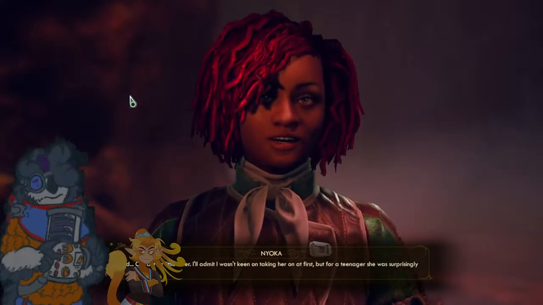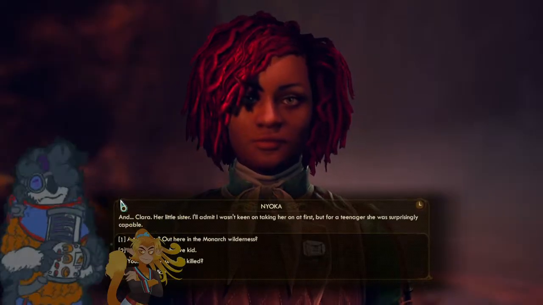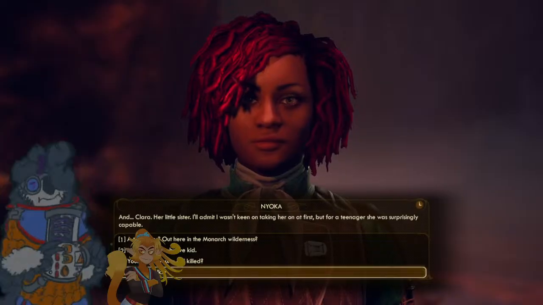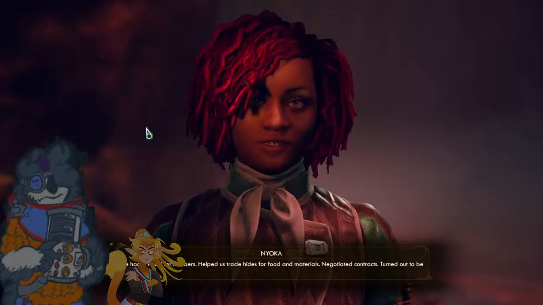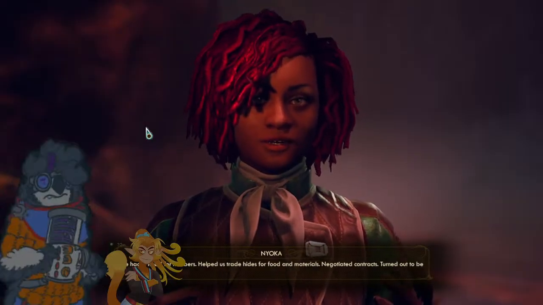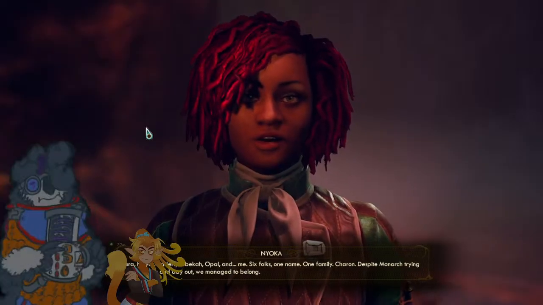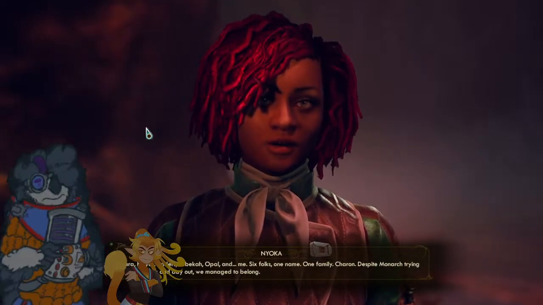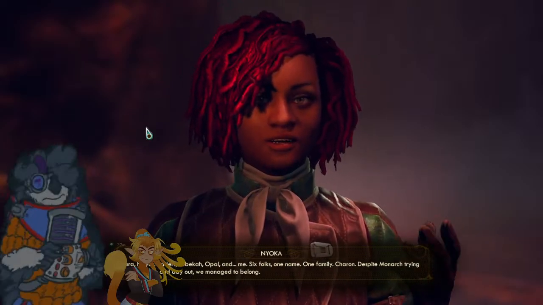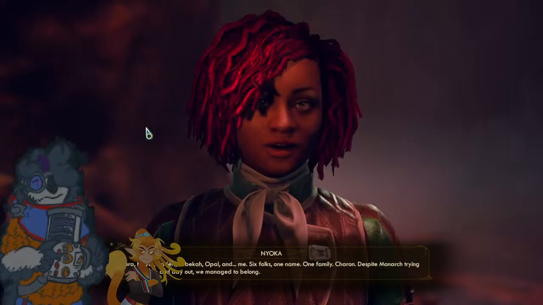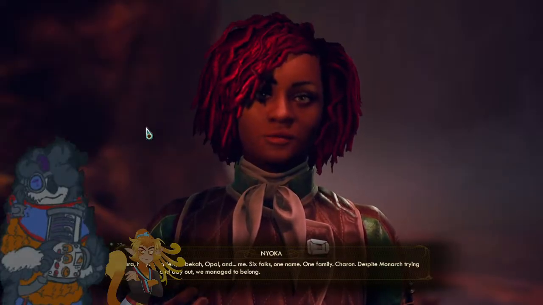I'll admit I wasn't keen on taking her on at first, but for a teenager, she was surprisingly capable. She had a head for numbers, helped us trade hides for food and materials, negotiated contracts. Turned out to be mighty useful. Clara, Hayes, Anders, Rebecca, Opal, and me. Six folks, one name, one family, Charon. Despite Monarch trying to kill us day in and day out, we managed to belong.